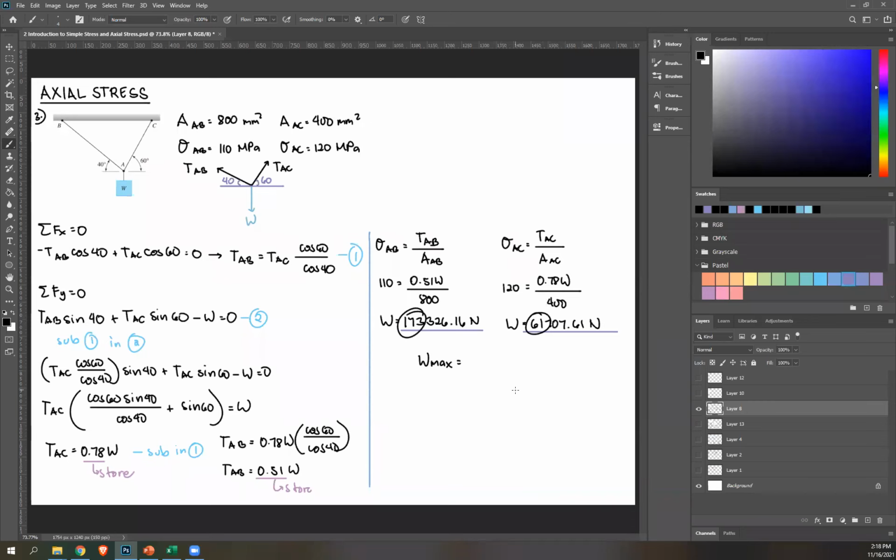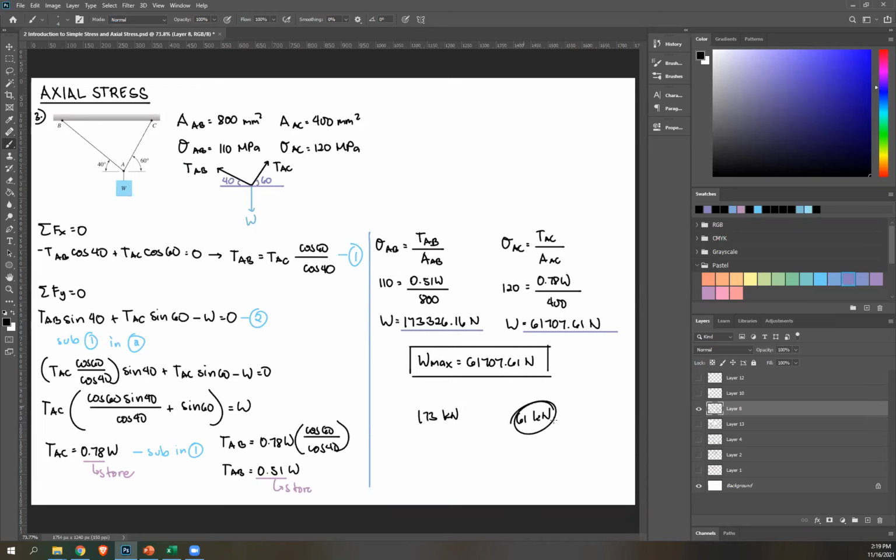The correct answer is 61. So 61,707.61 Newton. Now to explain why, this is the maximum load for W that your cable AB can carry. And this is the maximum load for W that AC can carry. Our choices are 173 kilonewton, 61 kilonewton. I just divided by 1,000 just to make the numbers shorter.